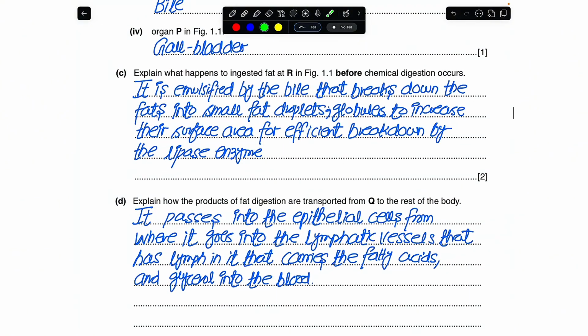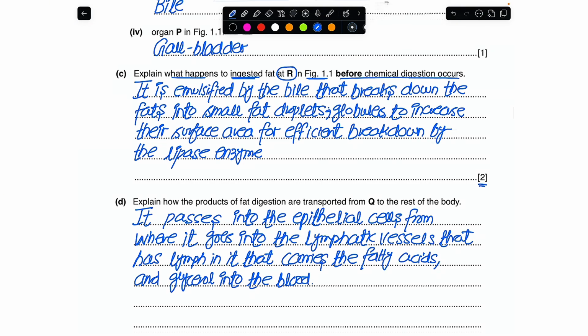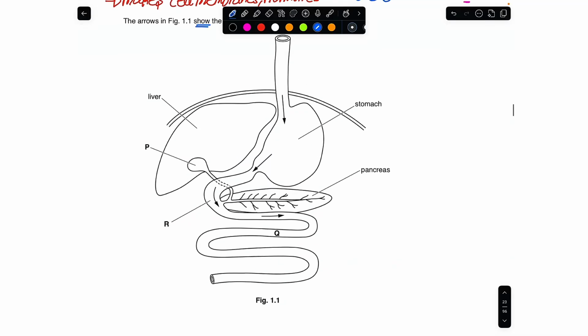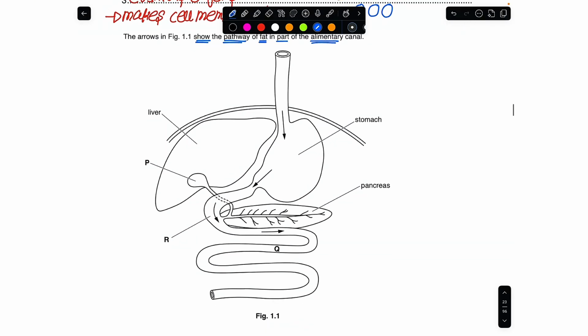For the C part, the marks were 2, and they ask what happens to the ingested fat at R in figure 1.1 before chemical digestion can occur. So if we revert back to the diagram, here they want us to tell what is happening at R before the fats can be chemically digested.